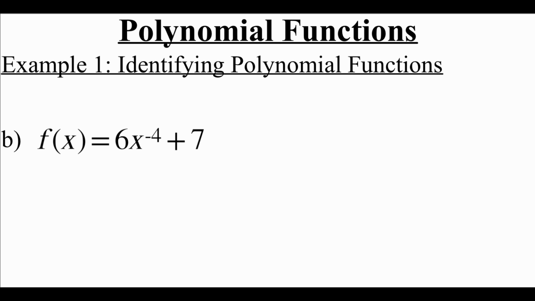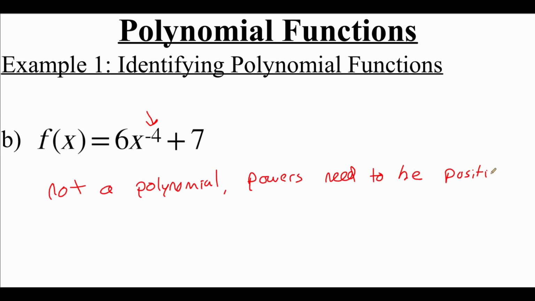Now, as we're looking at our next function, we've got f of x equals 6x to the negative 4th plus 7. In order for something to be a polynomial function, as we're looking at those powers, they need to be positive whole numbers. So having a negative 4 power on here is going to make this one not be a polynomial function. And again, it's because that power in there needs to be a positive power, so we can't have negative powers when we're dealing with polynomials.